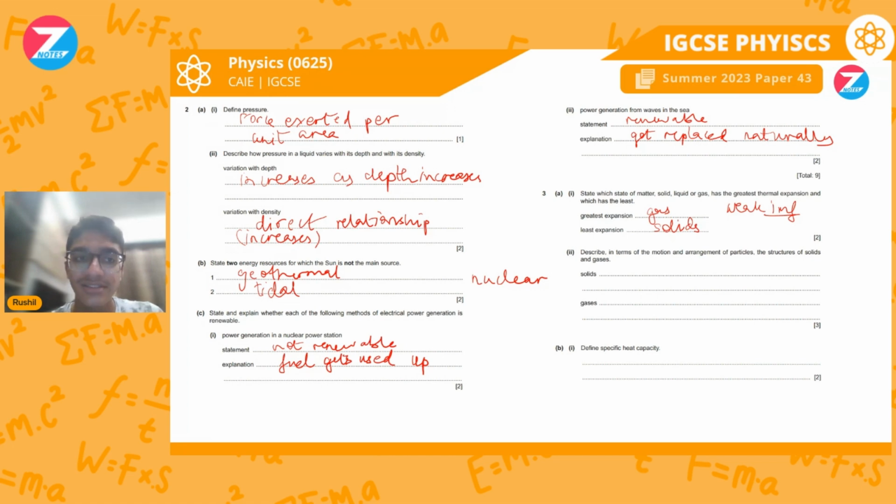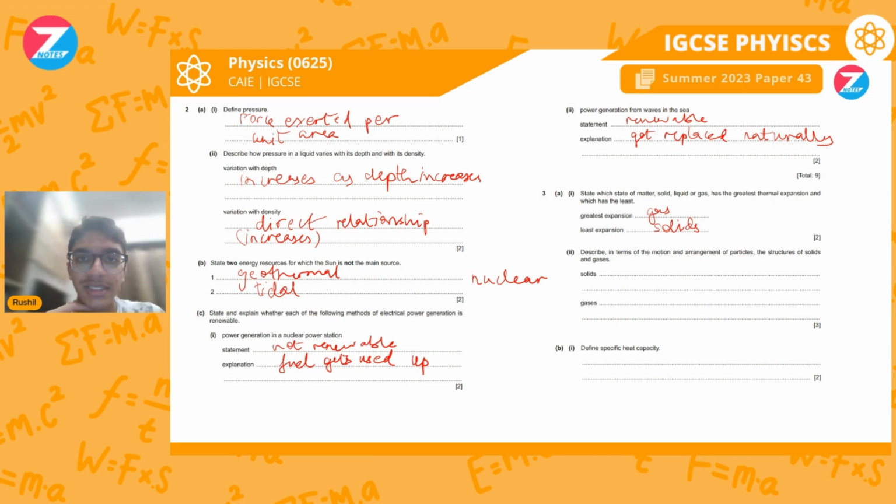Whereas for solids, as you know, they're in a rigid structure. Their particles are in a very fixed lattice structure and they can only vibrate around their points. So even as they gain energy, they don't break their structure because of strong attractive forces holding them together.